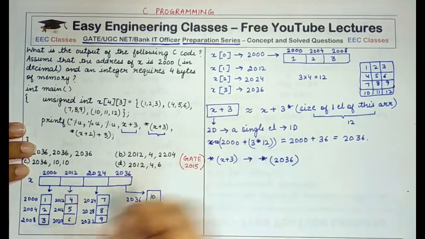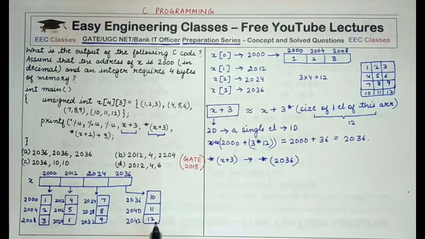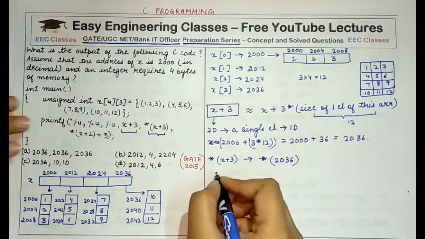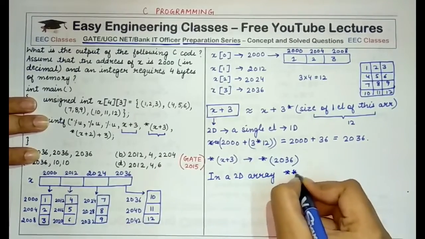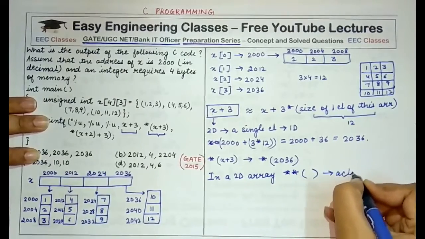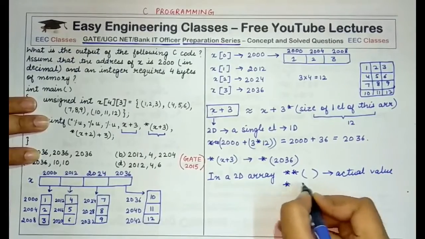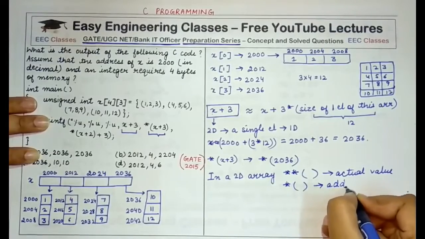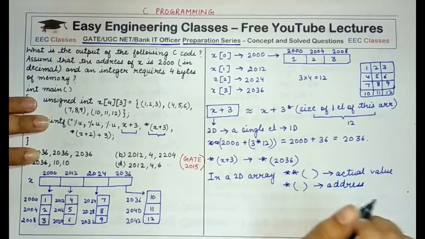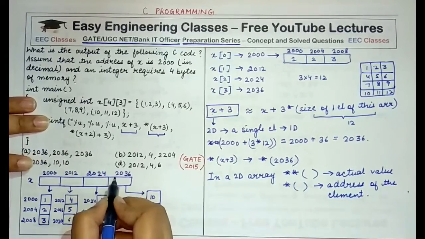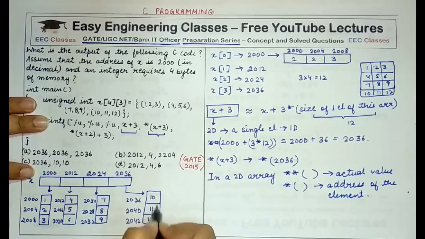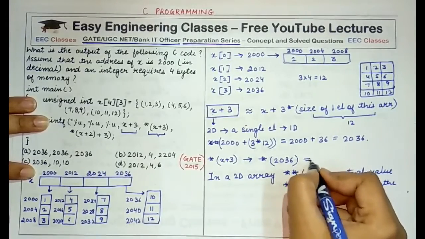Since 2036 here represents a 1D array, the first element of this would be the answer to this question. Now in a 2D array, you must remember, whenever you use a double star or double dereference operator, then you get the actual value. But if you use a single star or a single dereference operator, you get the address of the array that is present in that 2D array at that location. So at 2036, we have an element which is a 1D array, and the address of that element is 2036. So the answer to this would also be 2036.